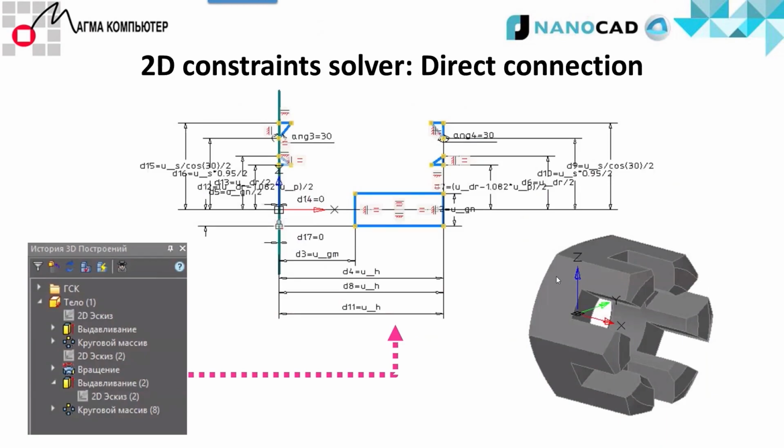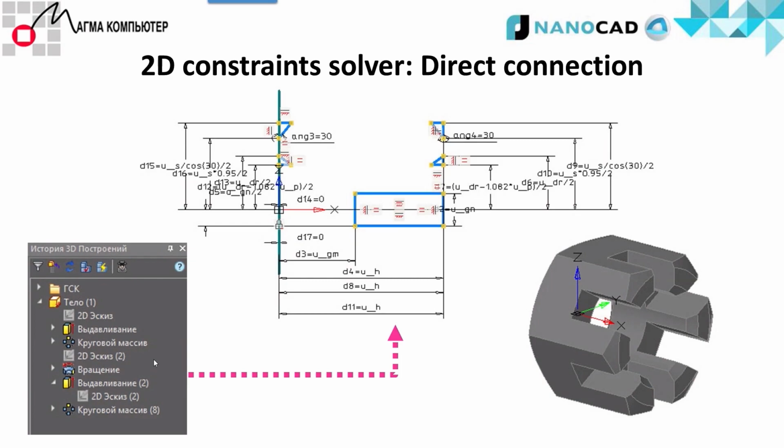Now, some words about the direct type of connection of the 2D constraint solver to Nanocad. Such a model is used for calculation of 3D standard parametric parts, templates for which are stored in a database. On this particular screen, we may see a model of the node.